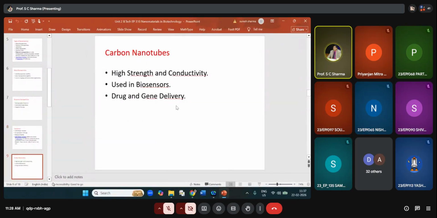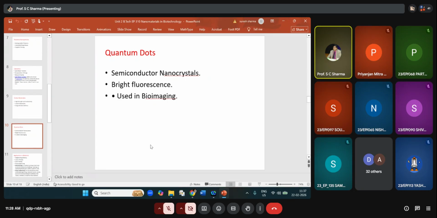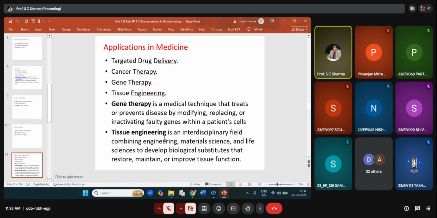Carbon nanotube, many properties, high strength and conductivity, used in biosensors. We have already explained about this. Drug and genes delivery. Semiconductor nanocrystals, bright fluorescence, used in bioimaging. Application in medicine: targeted drug delivery, cancer therapy, genes therapy, tissue engineering.